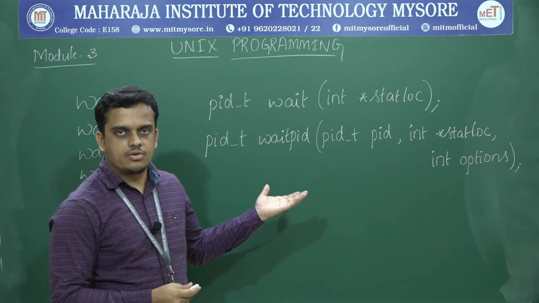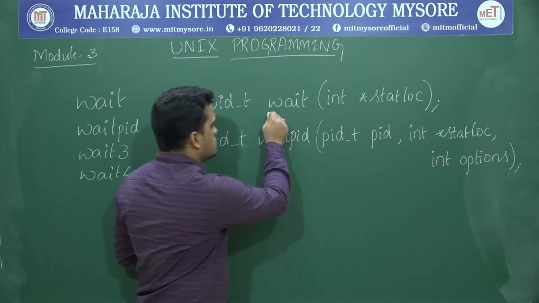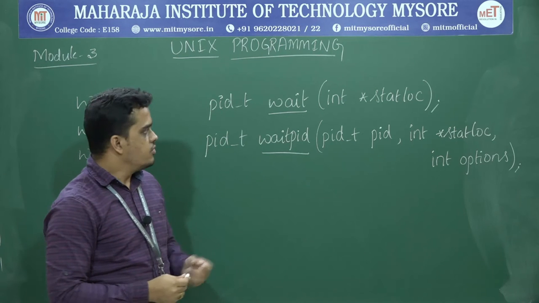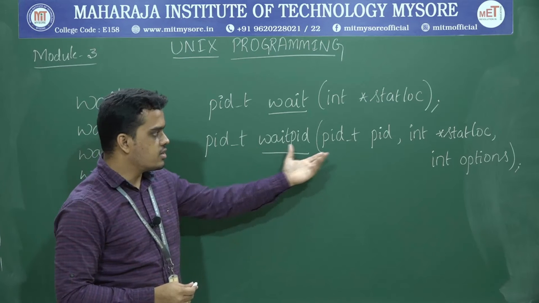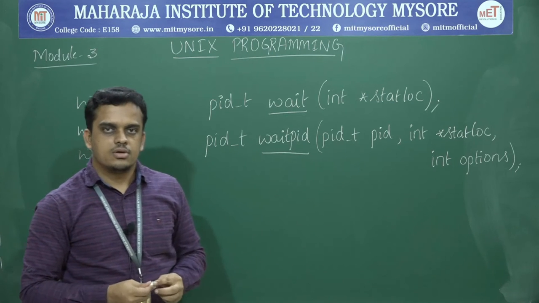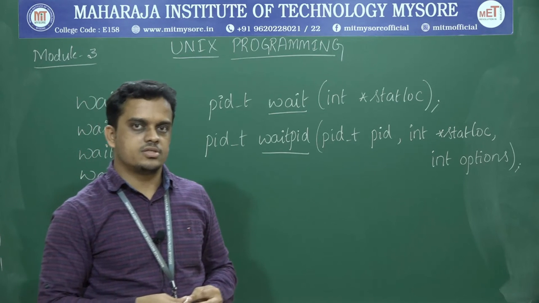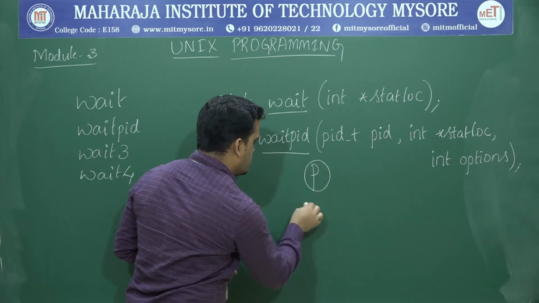These are the function prototypes of the wait and waitpid functions. The wait function will take one argument and the waitpid function will take three different arguments. Before going into the detail of these different wait forms, let me take up an example to illustrate the usage of these wait functions.